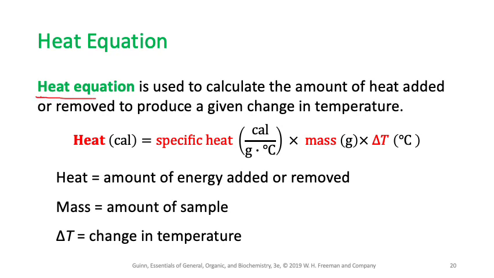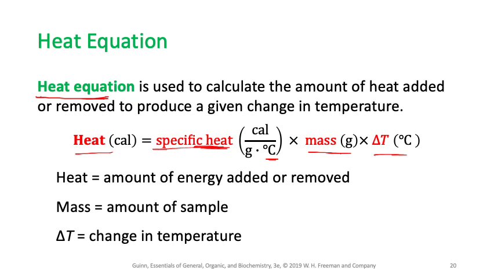This is what we call the heat equation, and the equation is heat equal to specific heat, in calorie per gram per degree Celsius, times mass, multiplied by the change in temperature. Let me tell you one more time. Specific heat is the amount of heat energy required to raise the temperature of 1 gram of a substance by 1 degree Celsius.